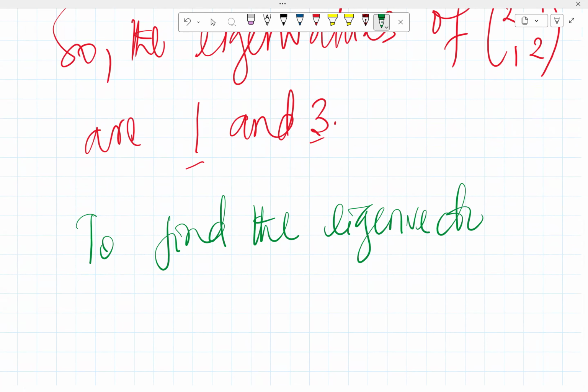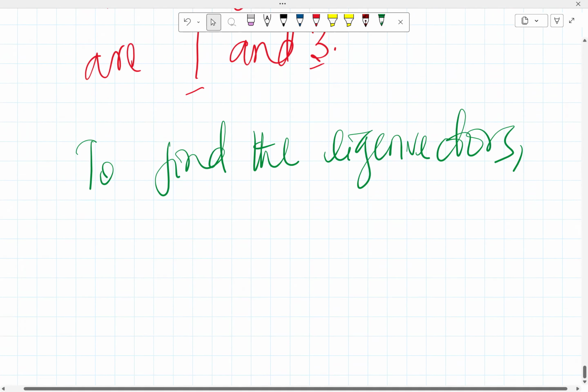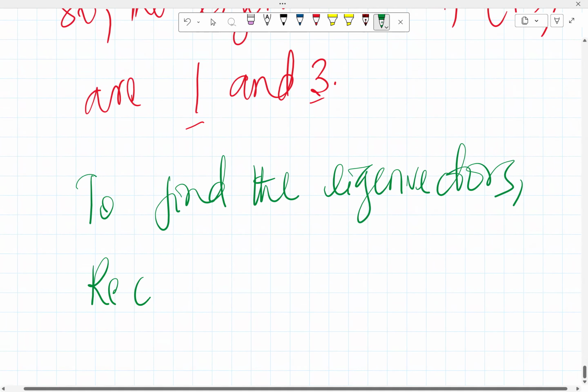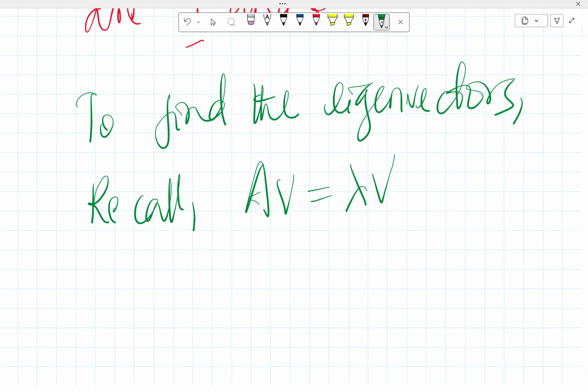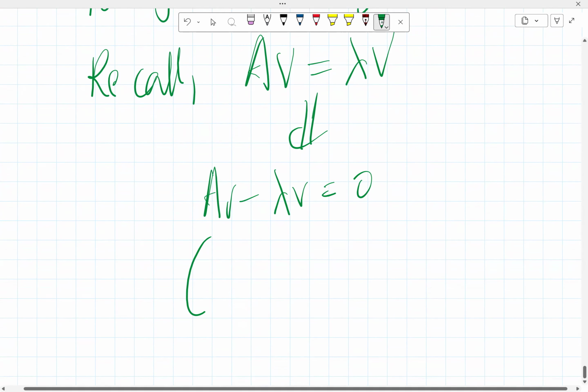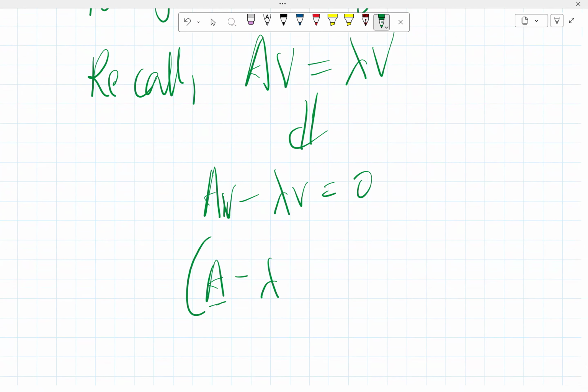So to find the eigenvectors, you can just quickly recall that when a matrix operates on a vector, it scales the vector. So you have Av equals lambda v, right? What that simply means is you can then go ahead and have Av minus lambda v equals 0. Then you can factorize the v. So you have A minus lambda, and of course, because A is a matrix and lambda is a scalar, you have to multiply by the identity matrix so that it balances out. Then v comes out, equals 0.